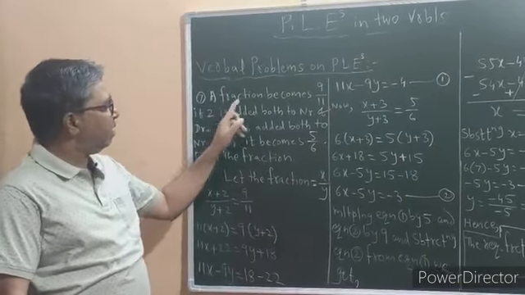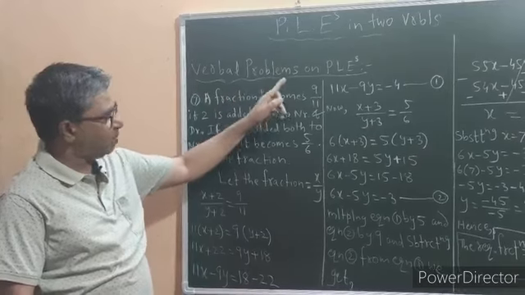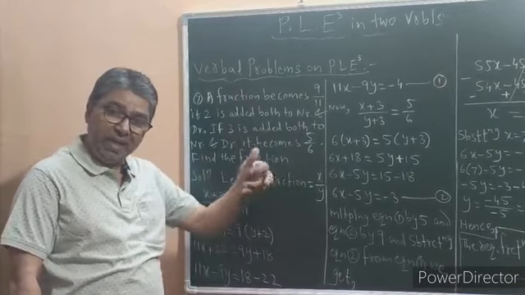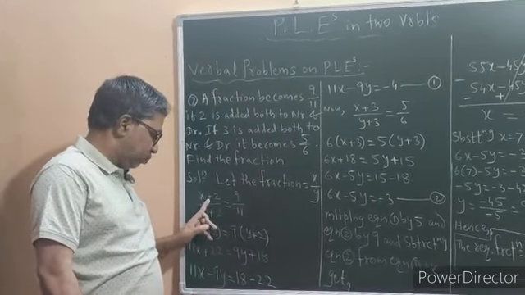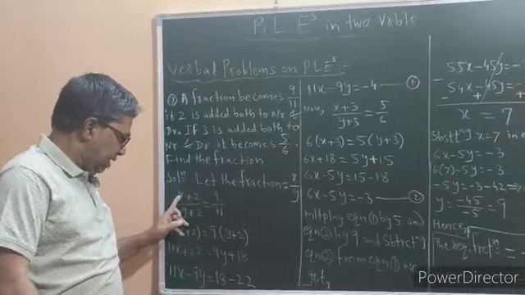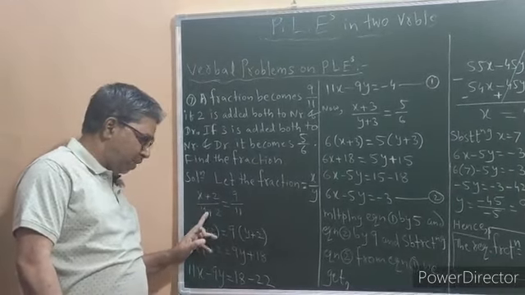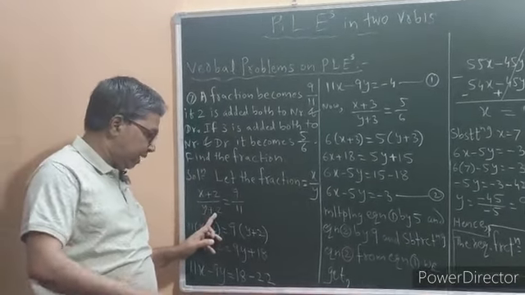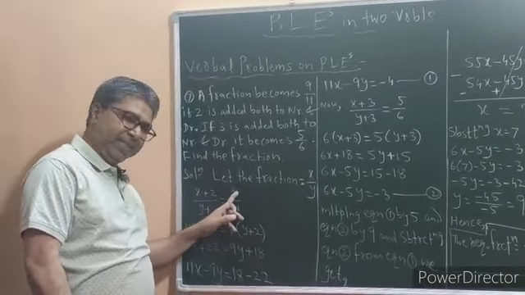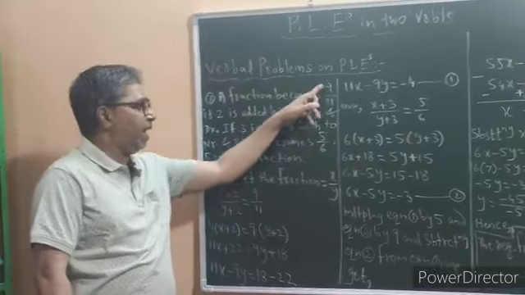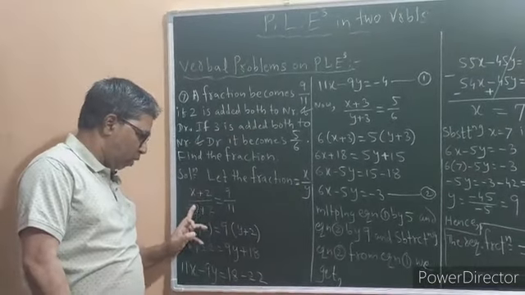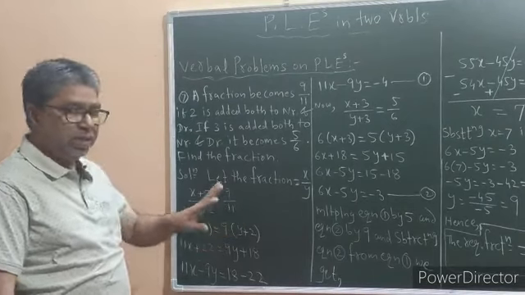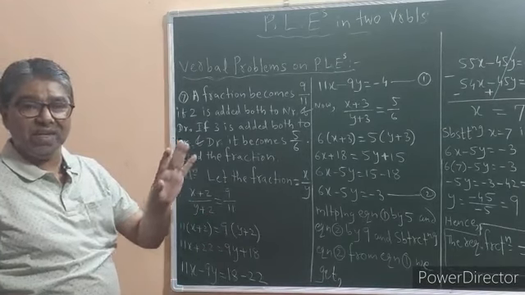Read the first sentence. A fraction becomes 9 upon 11 if 2 is added both to numerator and denominator. So that is x plus 2. We are adding 2 here: x plus 2 upon y plus 2. We are adding 2 both to numerator and denominator. If 2 is added, the fraction becomes 9 upon 11. So x plus 2 upon y plus 2 is equal to 9 upon 11. If you simplify this, you will get the first equation.